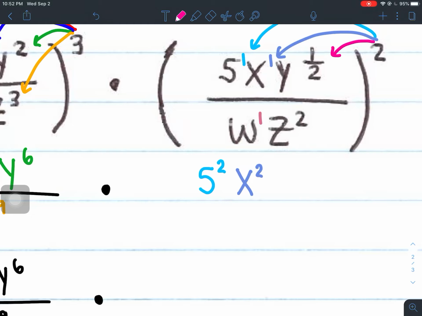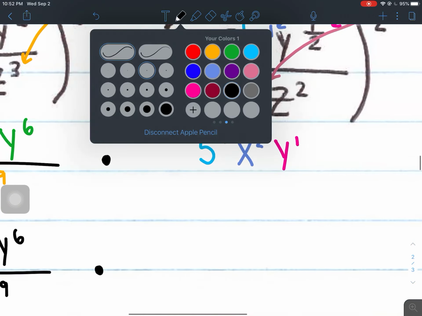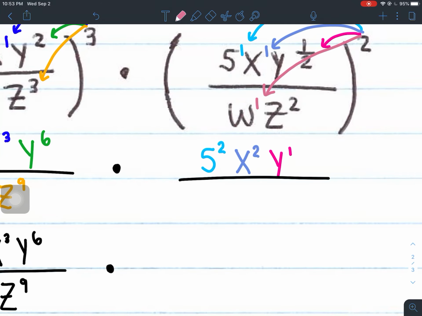Okay, now y is a base. Now your exponent on the y is 1/2, but you're still going to do the same operation. You're distributing, so you're going to multiply. 1/2 times 2 is going to give me y to the first power, y to the 1. Okay, and now I have 2 bases in the bottom. I don't want to forget about those. So you would have a z in the bottom, or w, I'm sorry. So we're going to have w, and then 1 times 2 would be 2.